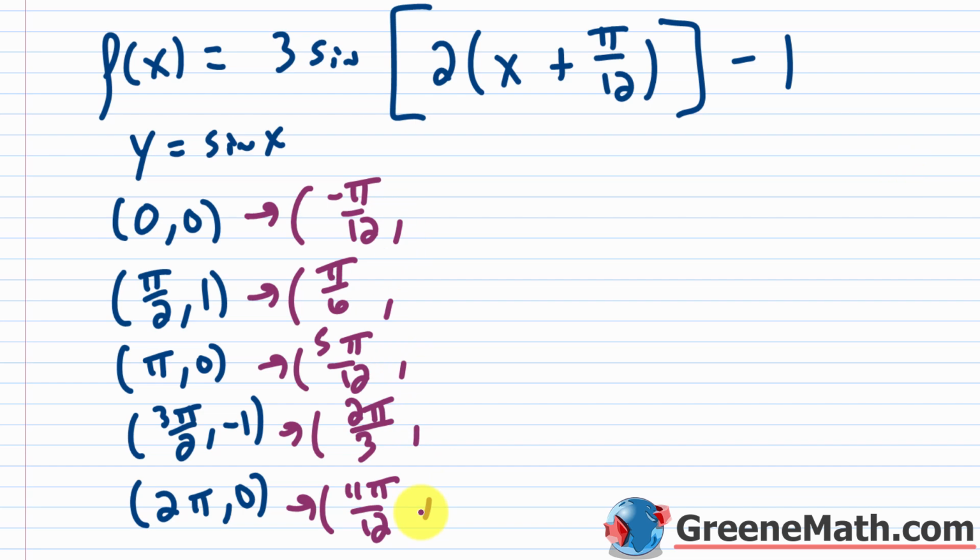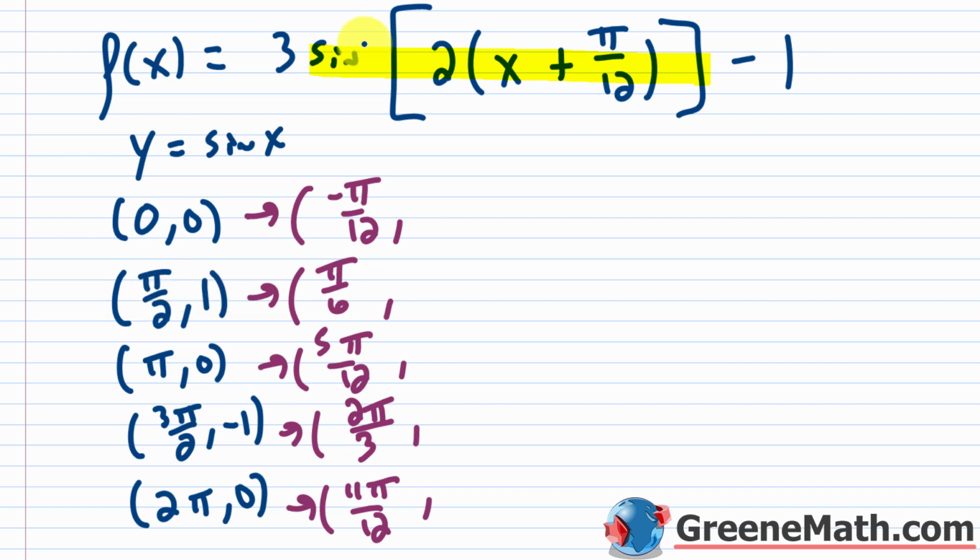You can always plug in, but again, we know that if I plugged in negative pi over 12, negative pi over 12 plus pi over 12, that's 0. 2 times 0 is 0. So you end up with the sine of 0. So the sine of this right here, which gives you this right here, you get 0. If you plugged in pi over 6, you'd end up with the sine of pi over 2, which is 1. So you'd have this right here.